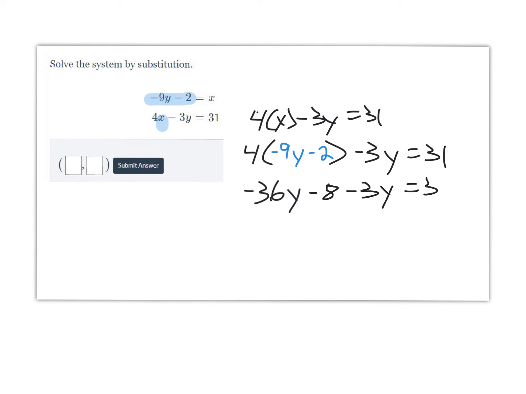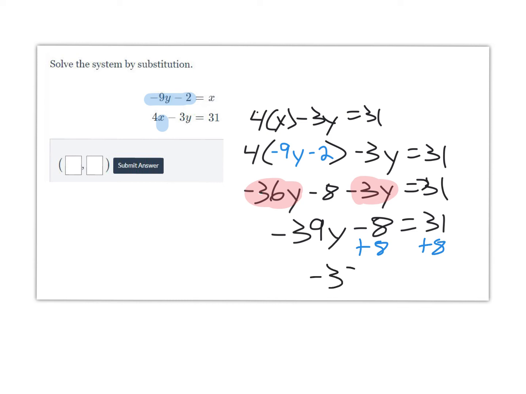Minus 3y equals 31. Okay, the first thing we want to consider is our like terms. We have a negative 36y and a minus 3y. When we put those terms together, we get negative 39y. Then we have minus 8 equals 31. Well, we have our y's together. Now we just want to isolate it. So we're going to remove this minus 8 by using the inverse, which is to add 8 to both sides. And the equation says negative 39y equals 39.